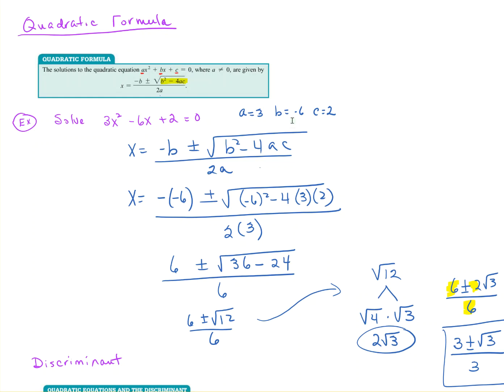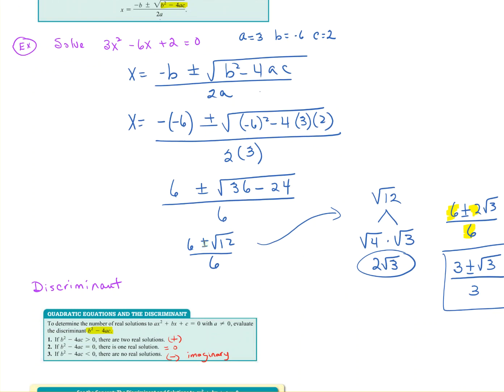So a is 3, b is negative 6, c is 2. I wrote the formula down again, and then I plugged in all the pieces, putting things in parentheses when I needed to. Then you start cleaning it up. This becomes a positive 6. This becomes 36. Minus 12 times 2 is 24 over 6. Ultimately, I have 6 plus or minus the square root of 12 over 6.